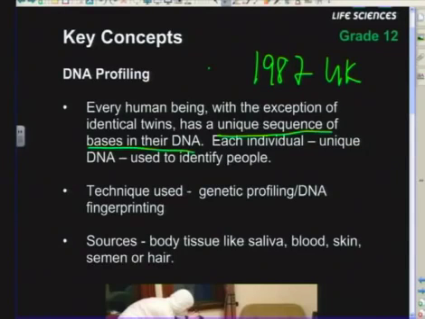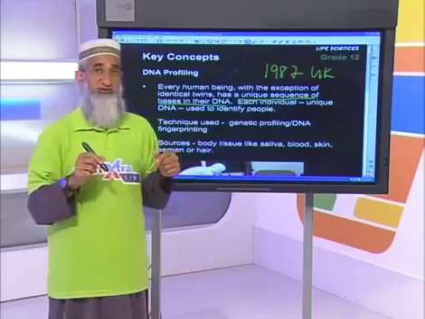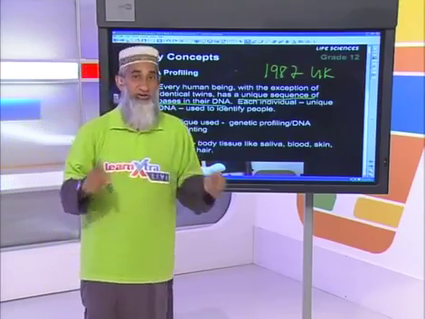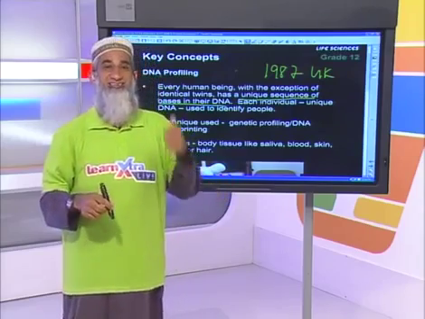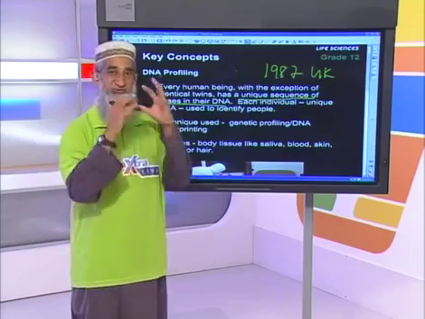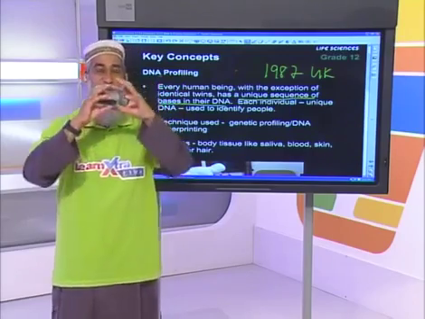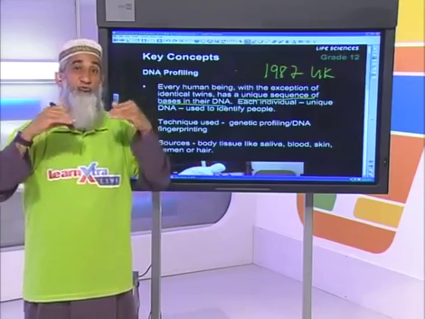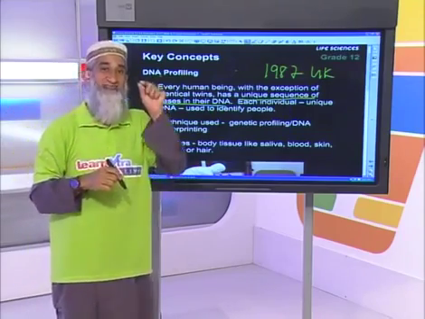Unless, of course, we are identical twins. Identical twins will have the same DNA. Why, you ask? Because they came from the same sperm and the same egg. So the one egg was fertilized, and this egg splits as it develops, and that then forms two babies in the end. That is why they are identical.